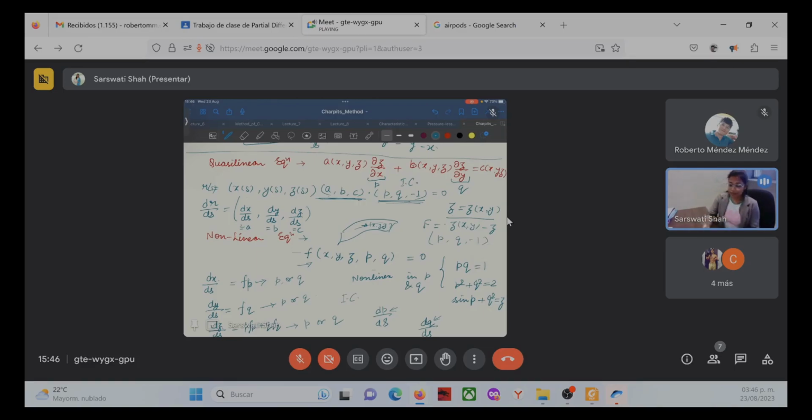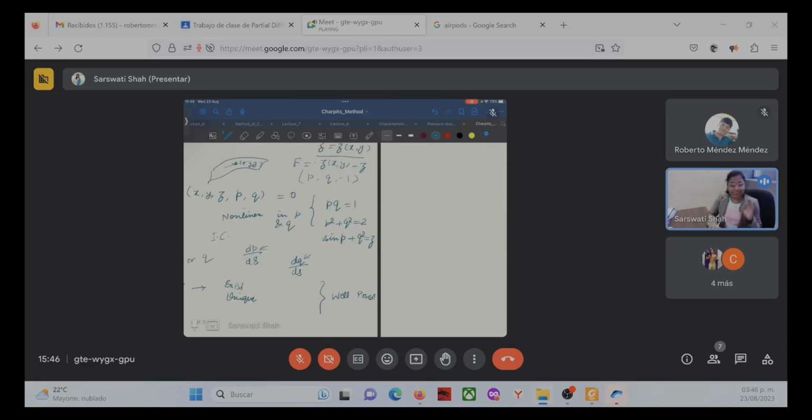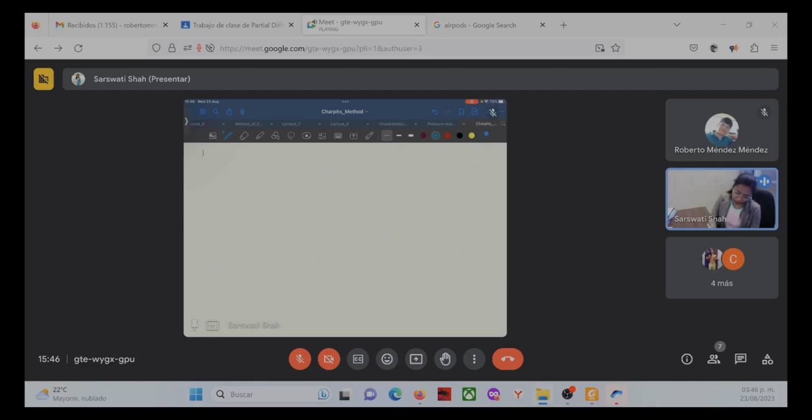Now we have seen that for the transport equation, that is also the advection equation, the solution was well defined. The solution exists, it is unique, and it depends continuously on the initial data. It means the solution was well posed. Next comes the hyperbolic partial differential equation.